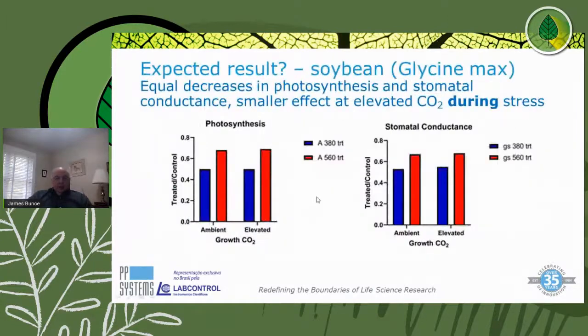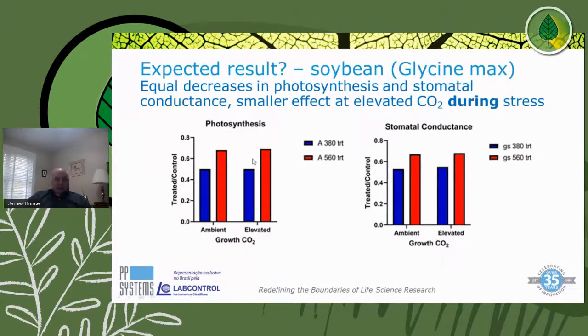So the first example of this is what we might think of as an expected result, and this is in soybean, Glycine max. And here we get equal relative decreases in photosynthesis and stomatal conductance, but a smaller effect at elevated CO2 during the stress period. So here we have photosynthesis treated over control and grown at ambient or elevated CO2.